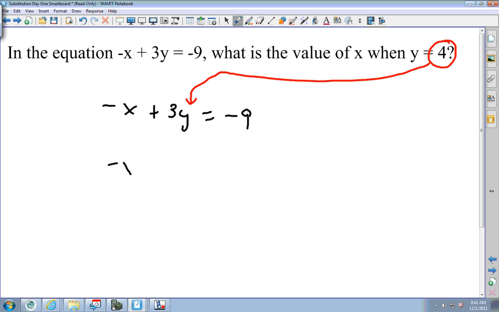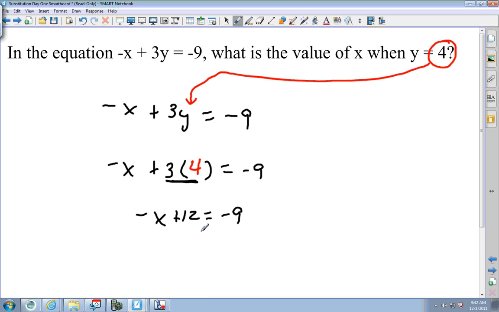So I have negative x plus 3 times y. Well, what did we say y was? Y is 4 equals negative 9. Okay, we'll multiply these two together. Negative x plus 12 equals negative 9.